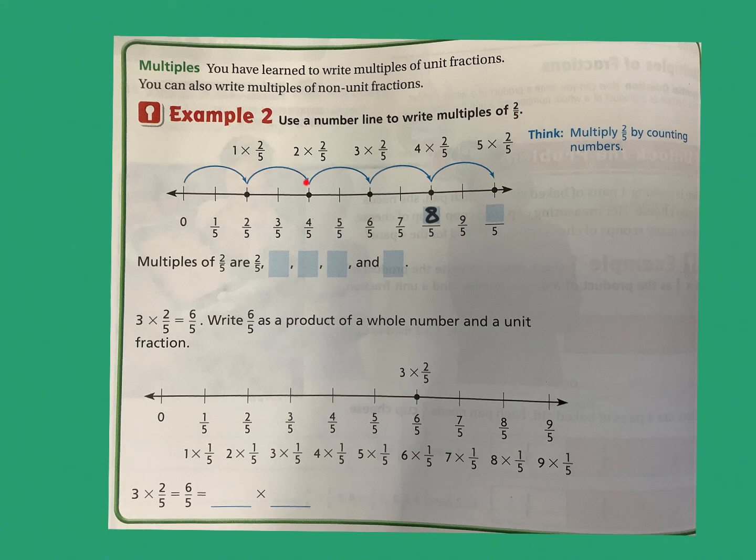So 2 fifths, 4 fifths, 6 fifths, 8 fifths, and 10 fifths, you're right. 5 times 2 fifths is 10 fifths. Multiples of 2 fifths are 2 fifths, 4 fifths, 6 fifths, 8 fifths, and 10 fifths.